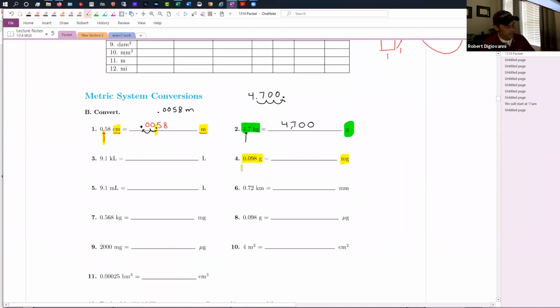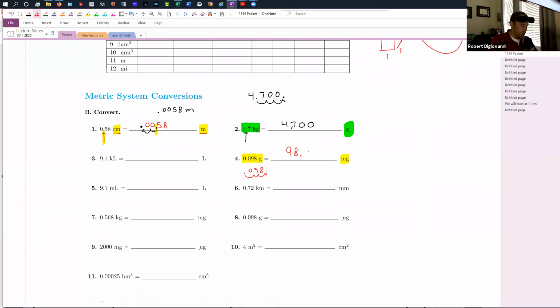So I take this 0.098, and I'm going to move the decimal point 1, 2, 3 places to the right. And when I do that, I'm going to put 98, just 98, because the 0 in front of the 9 can go away because our decimal point has moved. It's actually right there. I don't need to write it because 98 is 98. But we have 98 milligrams. And that is it.